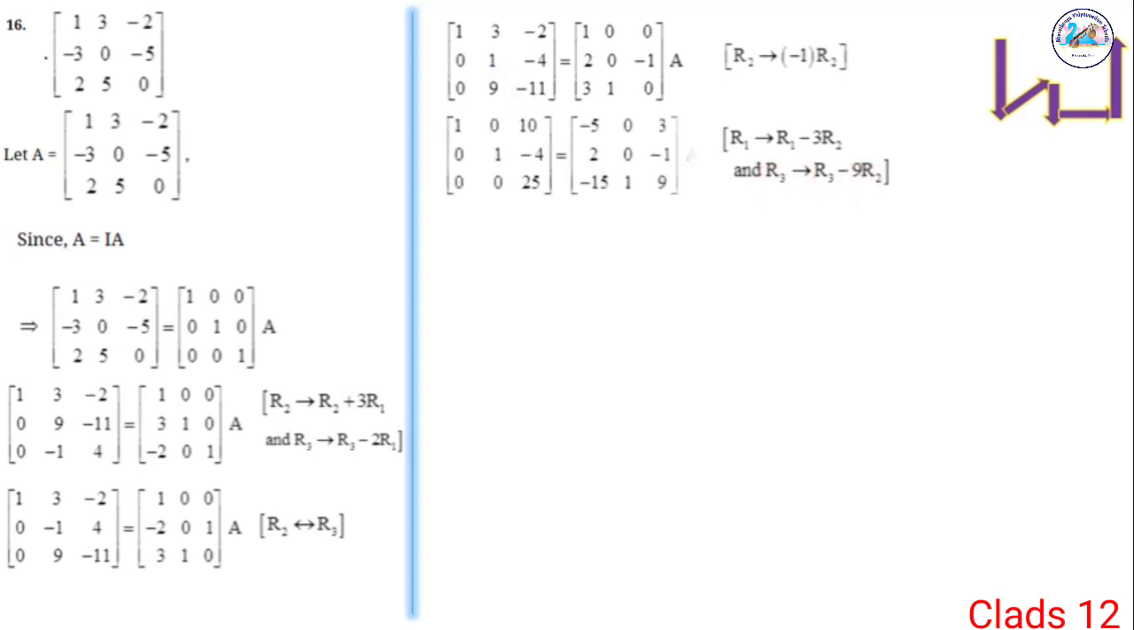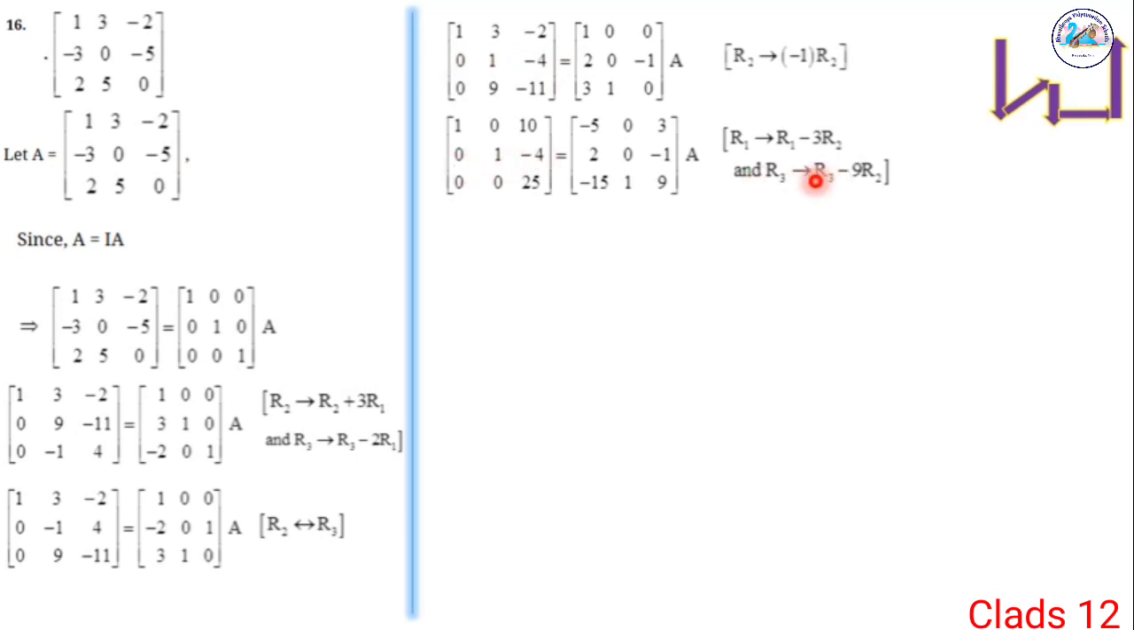After doing the transformation, R1 changes to R1 minus 3 R2. See R1 is 1 minus 3 into 0, which is 1 only. Next R1, 3 minus 3 into 1 is 0. Next R1, minus 2 minus 3 into minus 4, that means 12 minus 2, 12 minus 2 is 10. Then R2 is not mentioned here, R2 remains same. 0 1 minus 4, here same 0 1 minus 4, just to copy down.